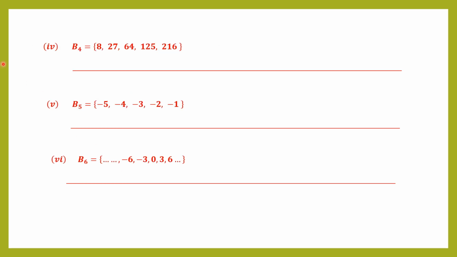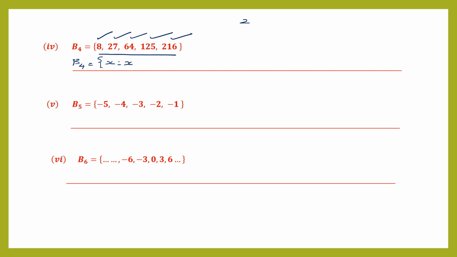Question 4. B4 is equal to 8, 27, 64, 125, 216. So first let's begin by writing this part. That is B4. Set B4 is equal to x such that x is equal to, now we have to find a formula. Now what are these numbers? Look at these numbers carefully. What is 8, 27, 64, 125 and 216? They are all cubes, isn't it?